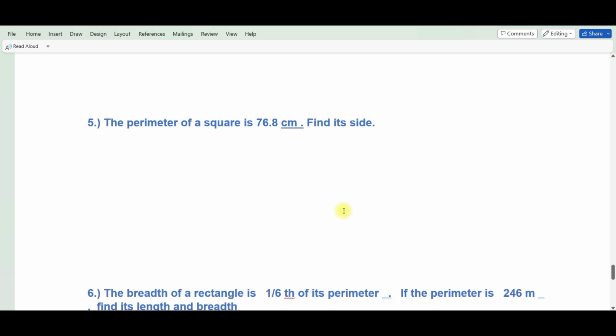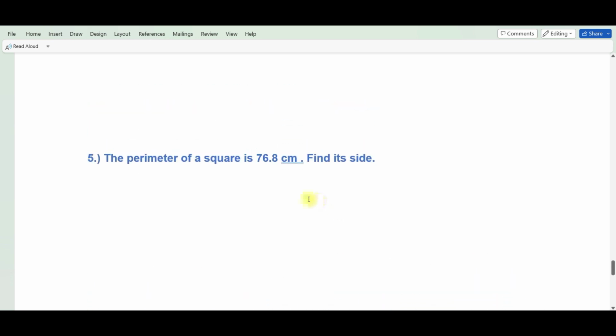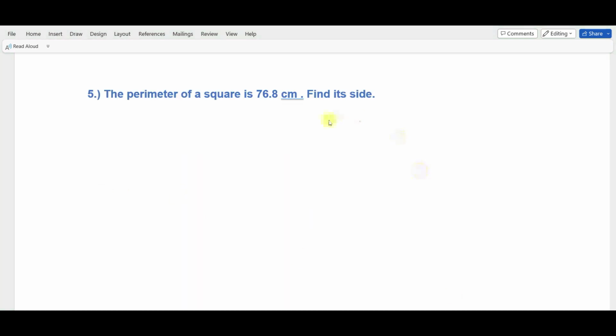you have the perimeter of a square is 76.8 centimeters. Find its side. Now here in this question, they have given you the perimeter of a square. You need to find the side of it. So in this question, we have to find what is the side of the square.